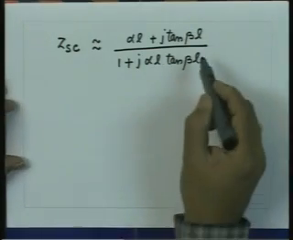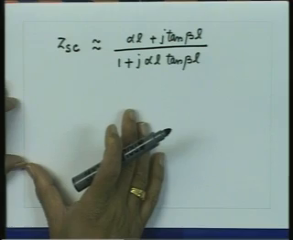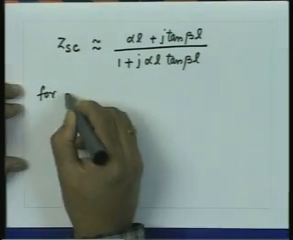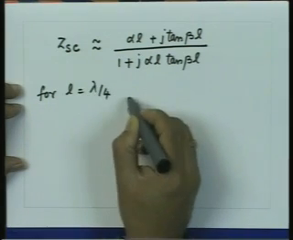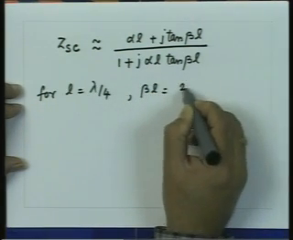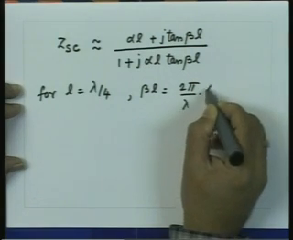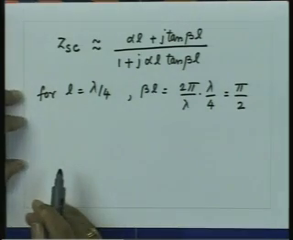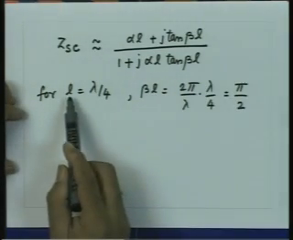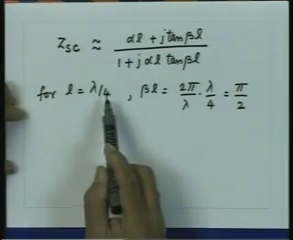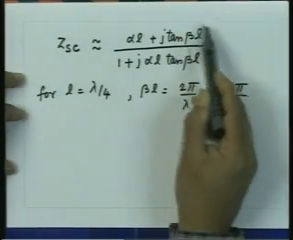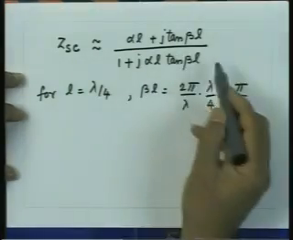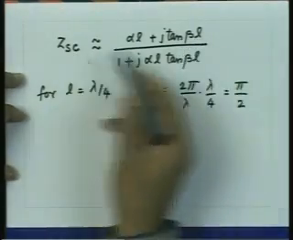Now, if the line is short circuited and if the length is lambda by 4, this L is equal to lambda by 4. So, for L equal to lambda by 4, beta L will be 2 pi by lambda into lambda by 4, that is equal to pi by 2. So, if I substitute now the length of the line equal to lambda by 4, this quantity tan beta L will be infinity. So, I can take this tan beta L common.